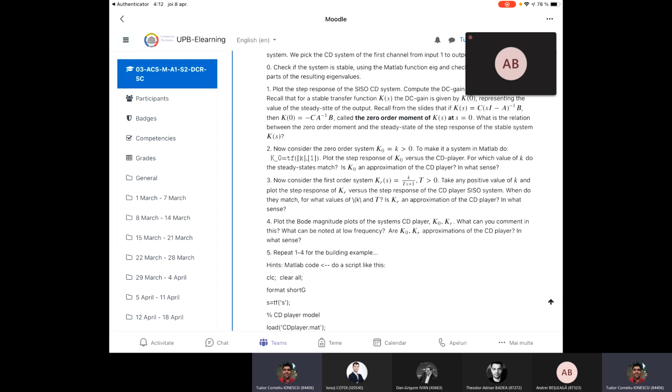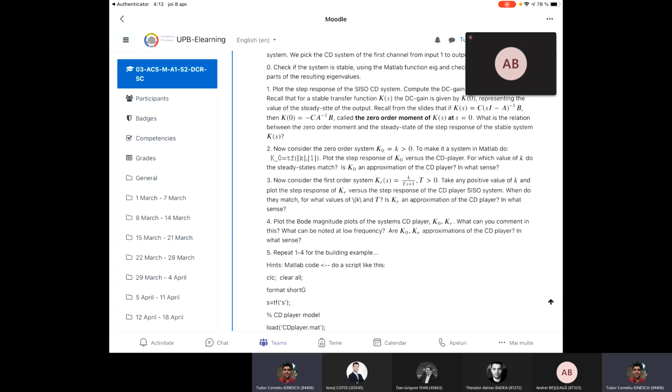It's quite important. And then I'm asking you to consider the same issue for a first order transfer function, okay? And then I'm asking you to plot the Bode plots, and then I'm asking you to analyze it. So essentially what I'm asking you is to try to approximate your CD player or your system with a 0 order and a first order system.